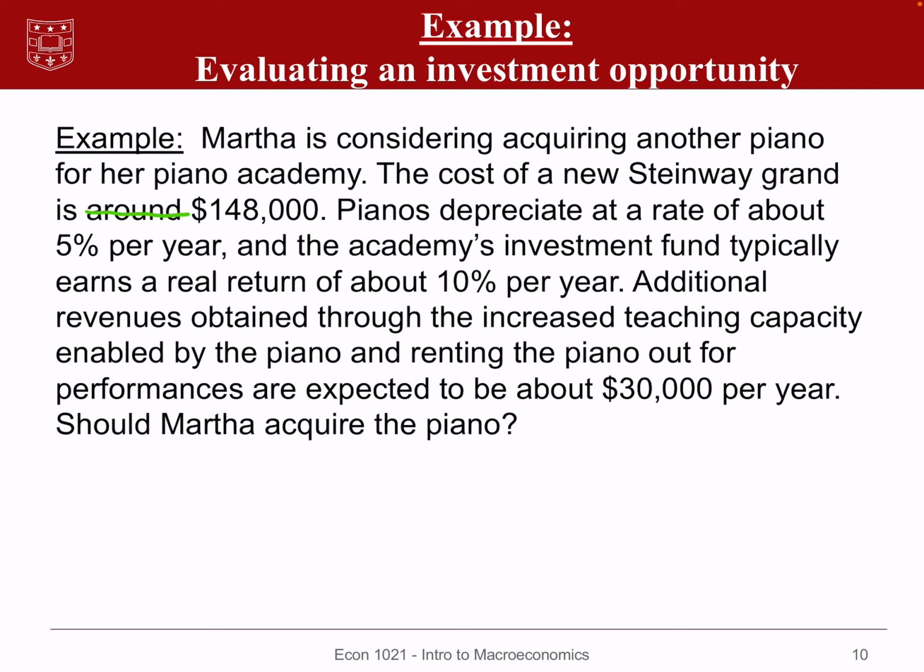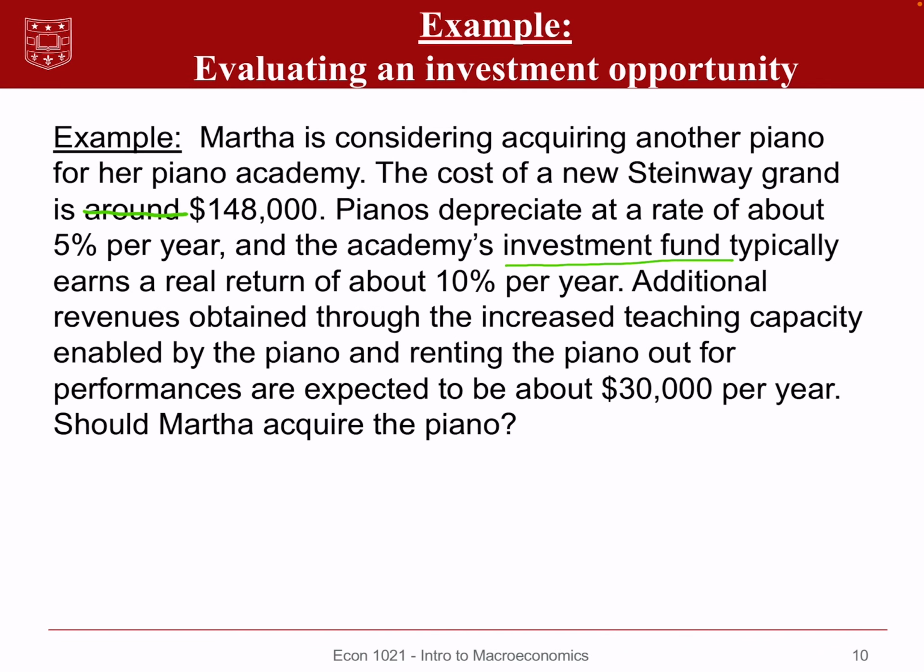We'll also suppose that this $148,000 could be used to purchase a piano, but the next best thing is that the academy could save it for another project. If it saves it, it has an investment fund, a glorified savings account, where it could earn a real return of 10% per year. So it is 10% that is returned, and 5% is the depreciation.